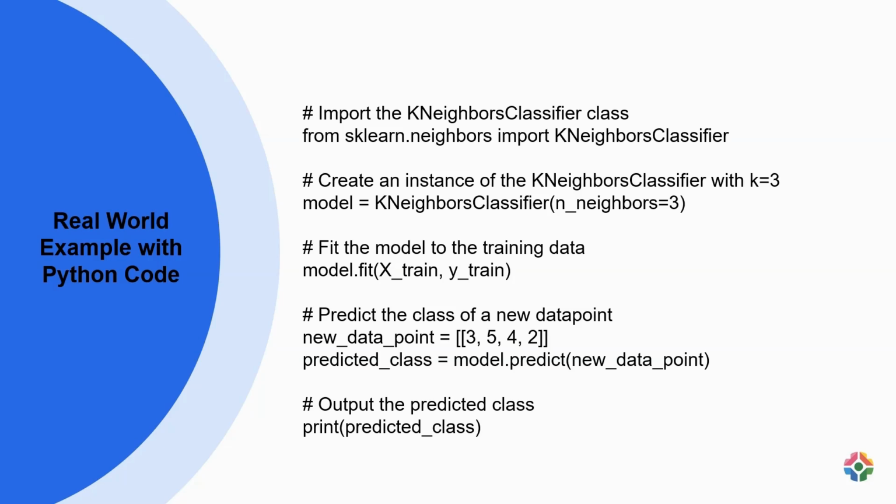In a real-world scenario, imagine you have a data set containing measurements of flowers with features like sepal length, sepal width, petal length, and petal width. By following the steps outlined above, you can train a KNN classifier to predict the species of an unknown flower based on its measurements.